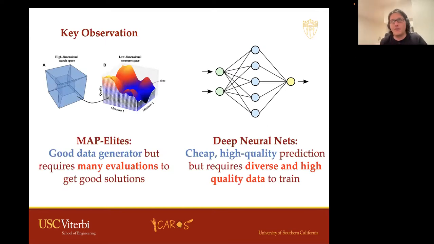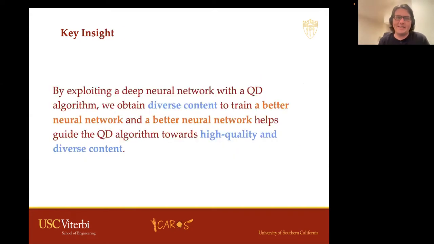The key observation, or why we thought this might work, is that MAP-Elites, which we call a QD optimizer, is really a data generator. It's really in the data set generation business. But you need a lot of evaluations to get a good archive that covers all the kinds of solutions you need. A deep neural net is really fast for prediction; it's just a forward pass, which is a lot faster than evaluating a robotic arm. But you need diverse and high quality data to train a neural net, and if you don't have the data, you can't use neural nets. The key insight is that one can help the other, and that's what this paper is all about.